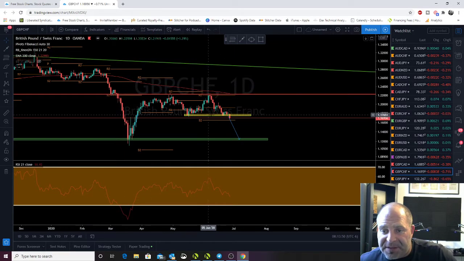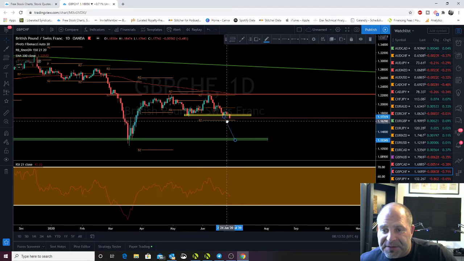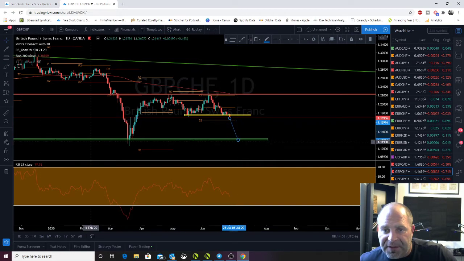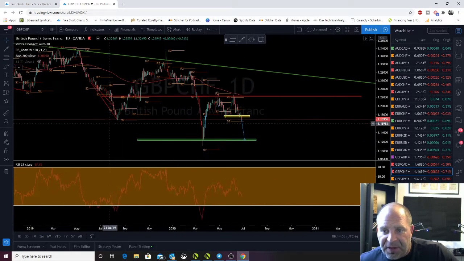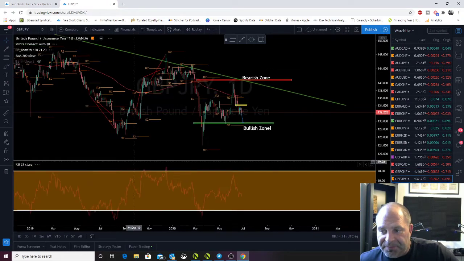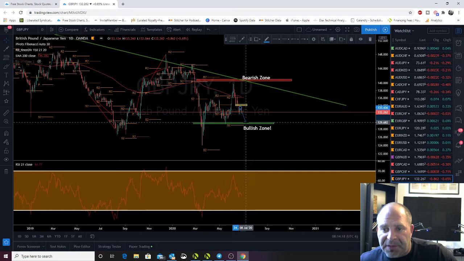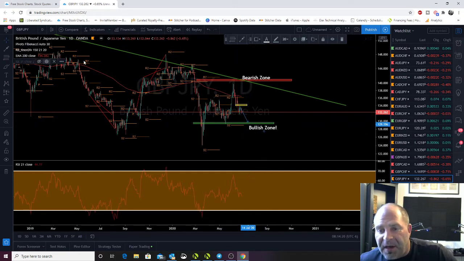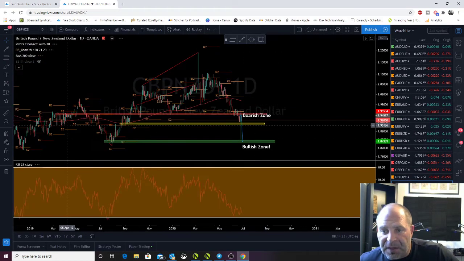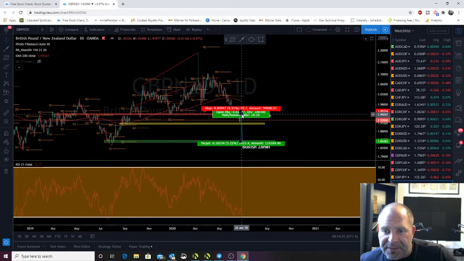GBP CHF. We busted through make or break. Now we're getting really close to S2, so I'm going to see what happens there. If we break that and retest, I love it all the way down to this bullish zone, all the way down here. Like I said, the British pound is just getting beat up. So how long will that trend? Right here, we broke through make or break. We tested it, and now we're double bottoming or going to continue down. I like it down. British pound, NZD, same thing, guys.